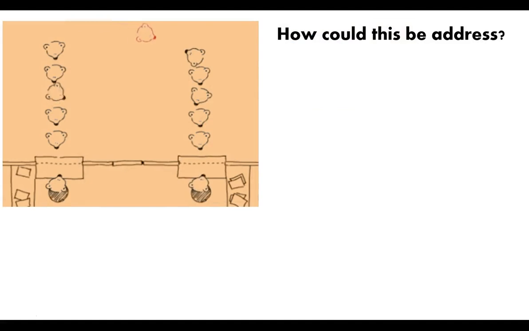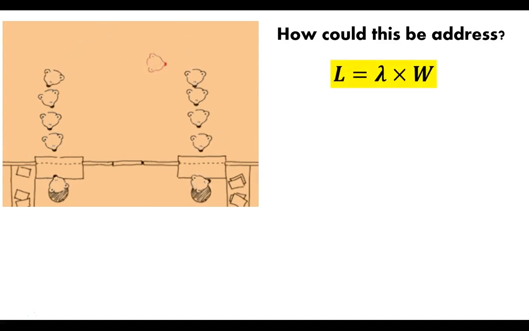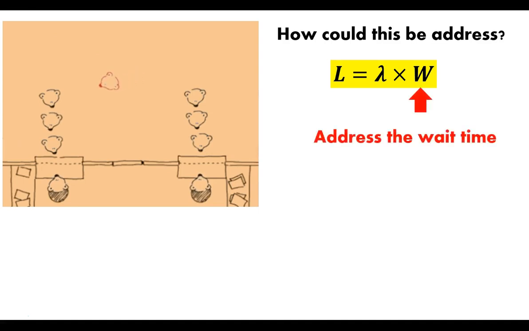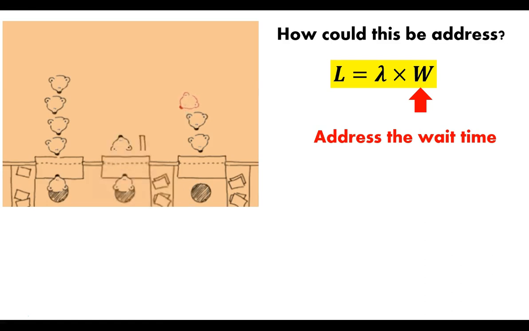So again, just thinking about Little's law, thinking about that equation, how could you start to address what you saw here? Well, we look at the equation of Little's law, L equals lambda times W. We've got 3 variables we can address, and one we can try to address is the wait time. Why are these bears actually sitting there? Is there some way we can speed up that process, lower the wait time?